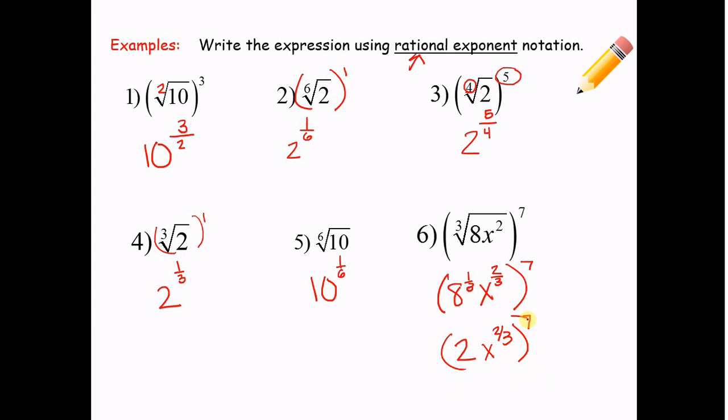So let's give that 7 to both of them here. So we're going to have 2 to the 7th, x to the 14 over 3. 2 to the 7th. If you try that on your calculator quick, you will get 128, x to the 14 over 3. Just like that.